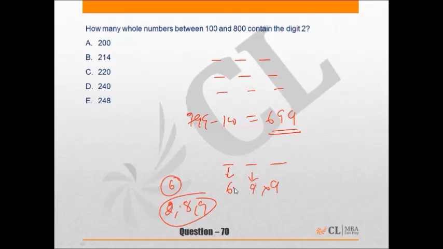So the total number of numbers that do not contain 2 in the given range will be 6 into 9 into 9 minus 1, as we do not need to consider 100. This figure comes out to be 485. Therefore, the required number of numbers will be 699 minus 485. This is equal to 214, which is option B.